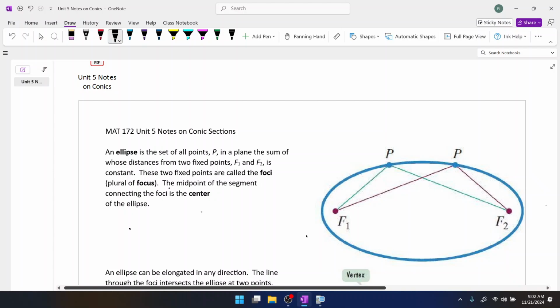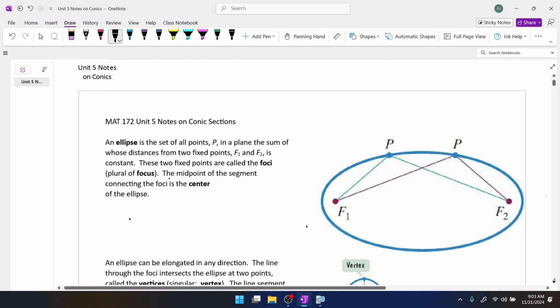So what is an ellipse? Well, this is an ellipse. An ellipse is simply the set of all points P in a plane, the sum of whose distances from two fixed points, F1 and F2, is constant. These fixed points are called the foci, which is the plural of focus. The midpoint of the segment connecting the foci is the center of the ellipse.